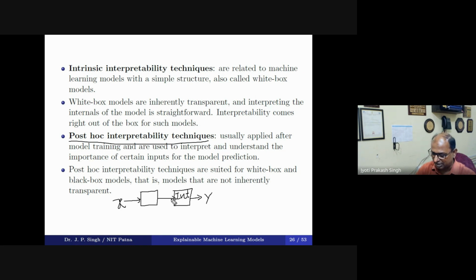This interpretability technique is irrespective of what sort of model is here, whether it is white box or black box. But obviously for a white box model, why should I apply anything else? But it can be applied. If you are not satisfied with your white box model, you can in fact apply this interpretability technique post hoc also.